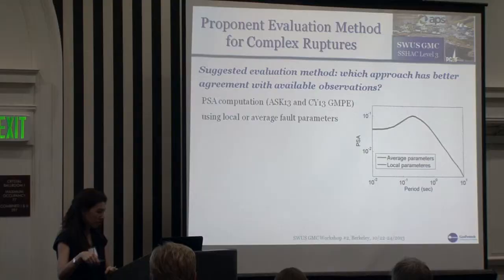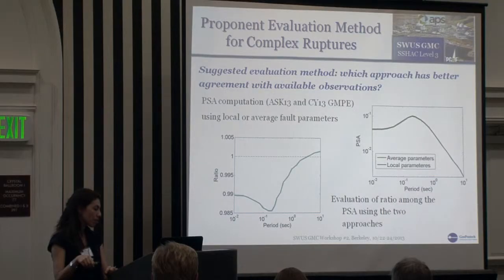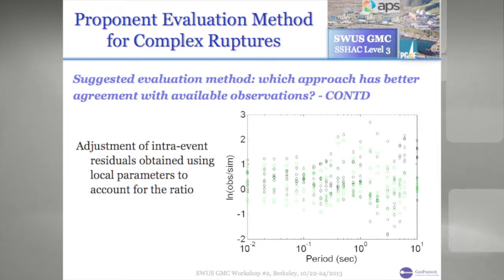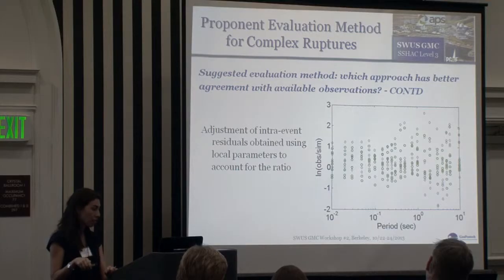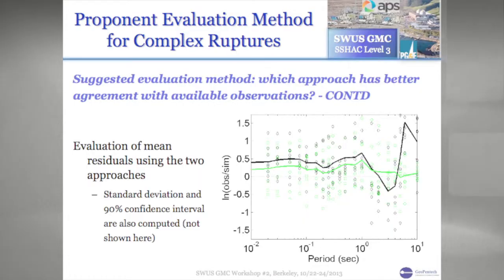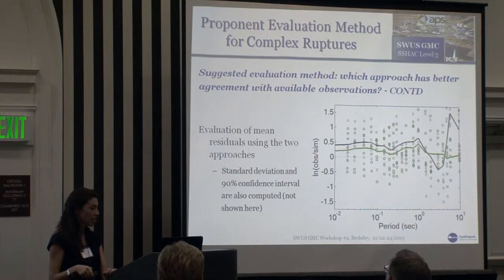So I just completed the evaluation that was not done. Then I evaluated the ratio between the two predictions, and I used that ratio to adjust the intra-event residuals. That is done on a period basis and for each site, to account for that ratio. And then I evaluated the mean of the residuals, either using the local fault parameters or the average fault parameters. And then I also computed the standard deviation and the 90% confidence interval.